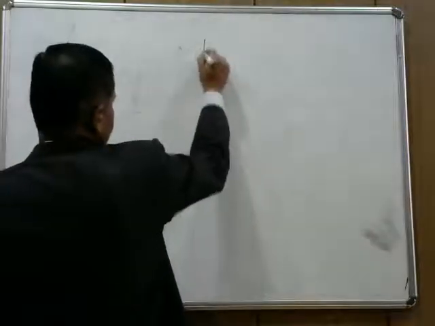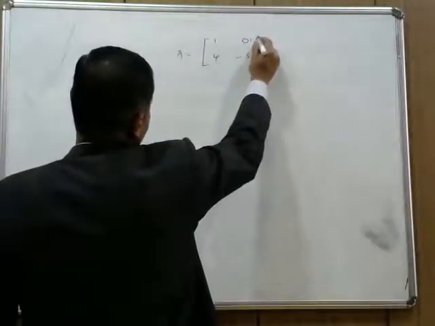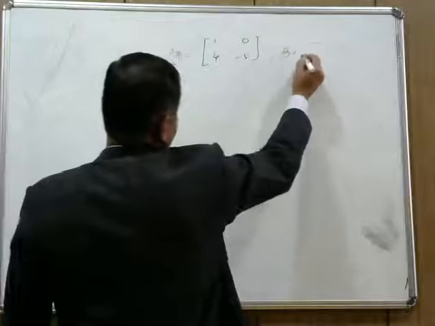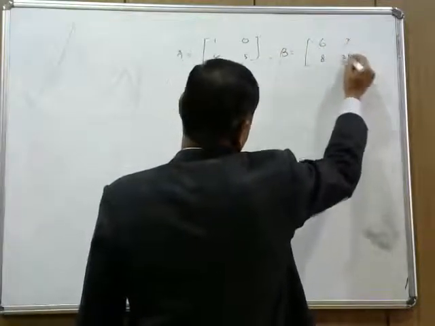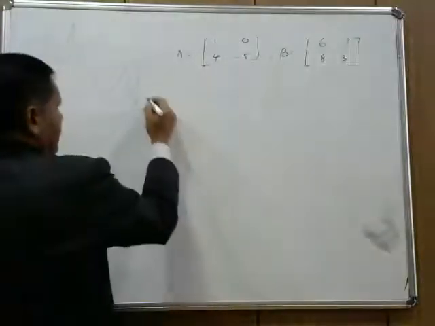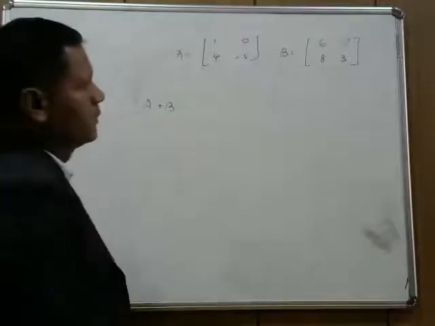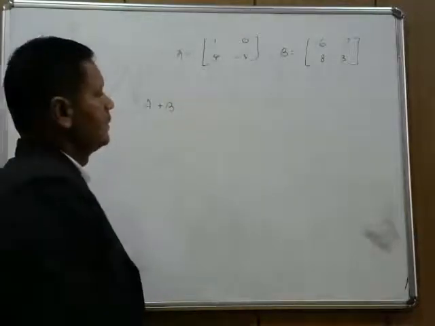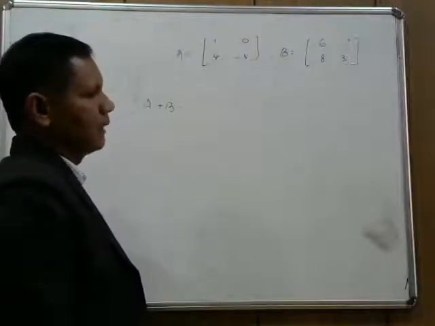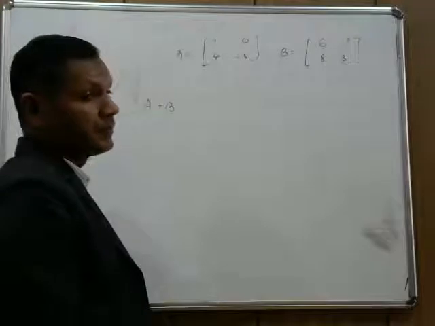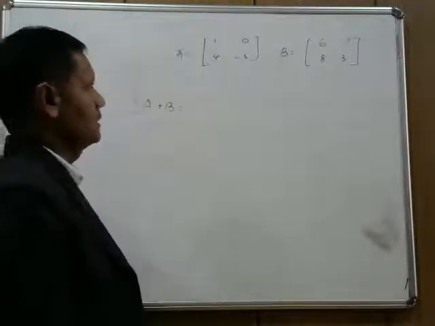Suppose I write A is equal to 1, 0, 4, minus 5, and B is equal to 6, 7, 8, 3. I can write A plus B. See, the order of A is 2 by 2. The order of B is also 2 by 2. The number of rows and columns in matrices A and B are both the same. That means they are computable. Then we can add or subtract these two matrices.